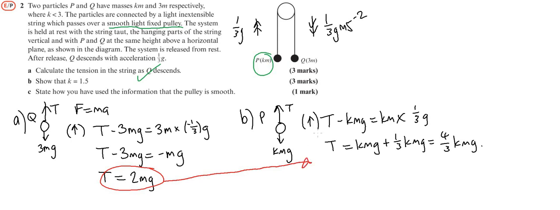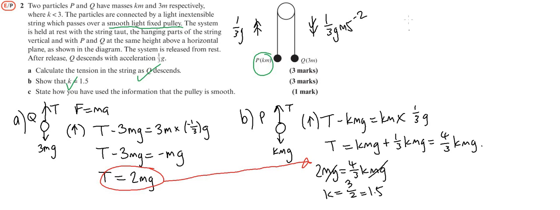Let's substitute that into the second part. So now it's going to be 2mg equals 4/3 kmg. Okay, well, both sides are multiplied by mg, so I can divide both sides by mg. So now 2 is equal to 4/3 of k. So if I divide both sides by 4/3, I get that k is equal to 3/2, which is 1.5. So that is my B taken care of.